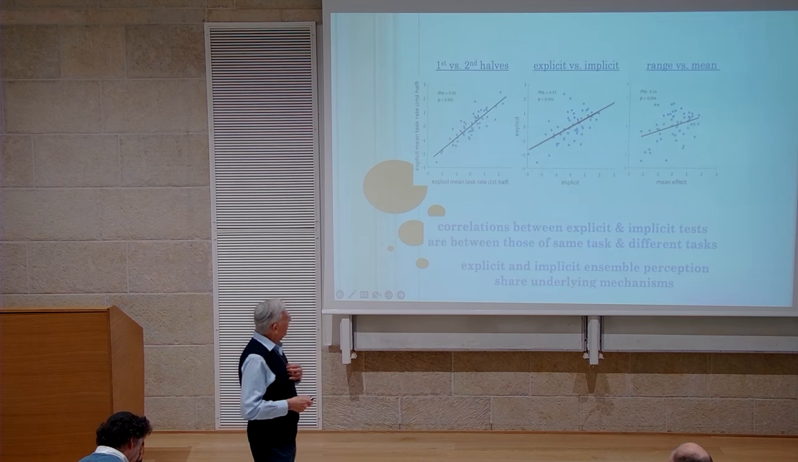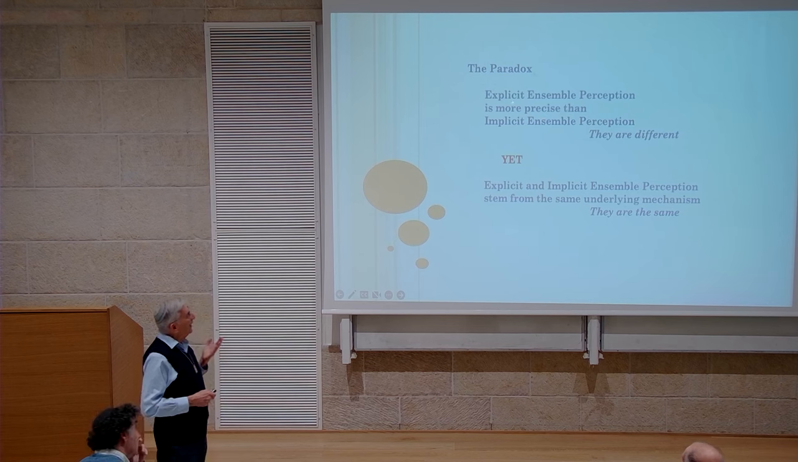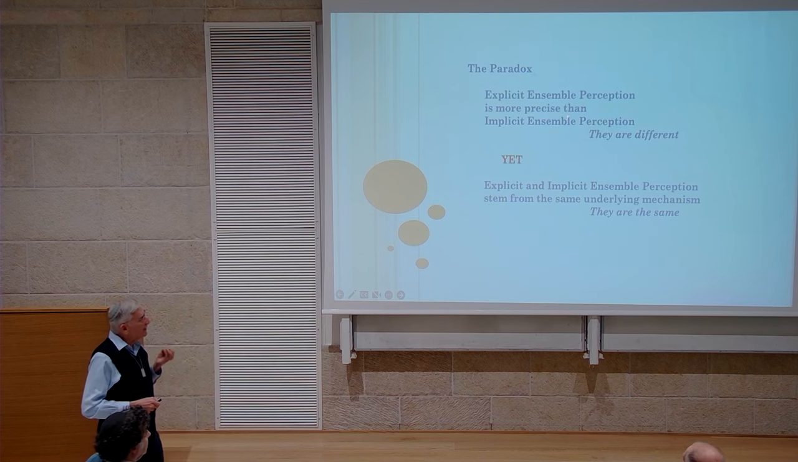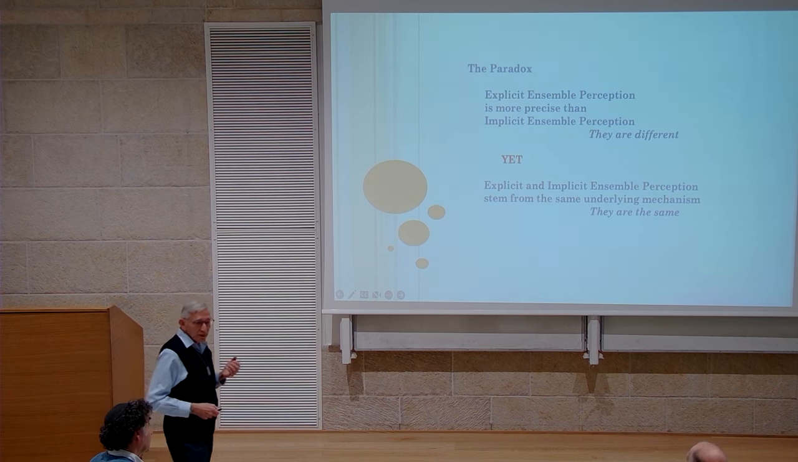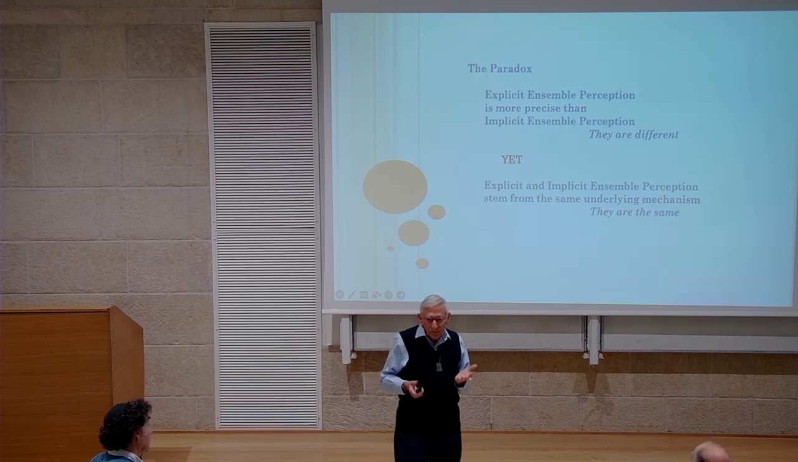Okay. So here's the paradox. On the one hand, explicit ensemble perception is more precise than implicit ensemble perception, so they're different. Yet explicit and implicit ensemble perception stem from the same underlying mechanisms, as we see from individual differences. We're saying they are the same. So which are they? Is this a paradox, and what are we having in it?